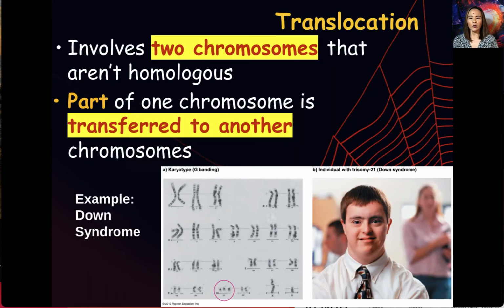The next one is translocation. Translocation involves two chromosomes that aren't homologous. Part of the chromosome is transferred to another chromosome. In the whole genome of a person, there are 23 pairs of chromosomes. In this example, which is Down syndrome, there is a specific chromosome, the 21st chromosome. Instead of having 2, it has 3 chromosomes. That causes Down syndrome. We also call this disorder trisomy 21.